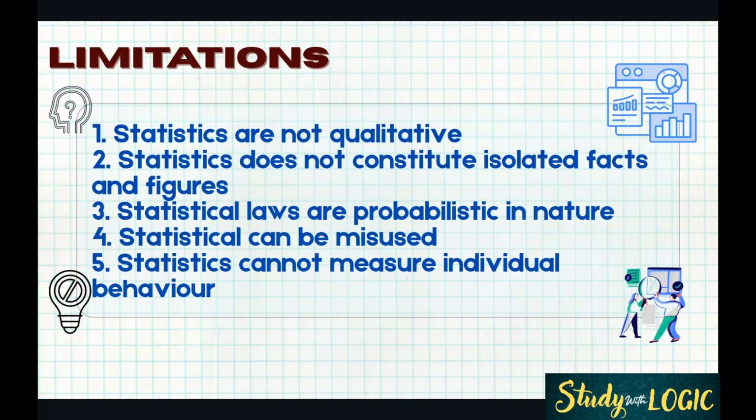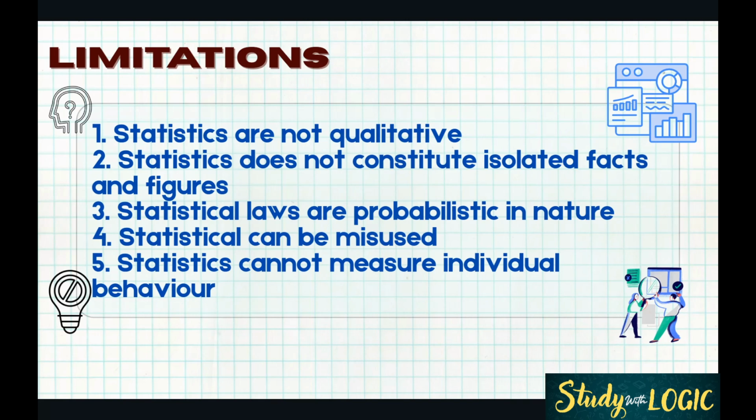The next one is statistics can be misused. Statistics can be misused if someone wants to cheat or lie. They can show numbers in a tricky way. For example, a politician might show only the good data and hide the rest. So, statistics must be used honestly and by trained people.